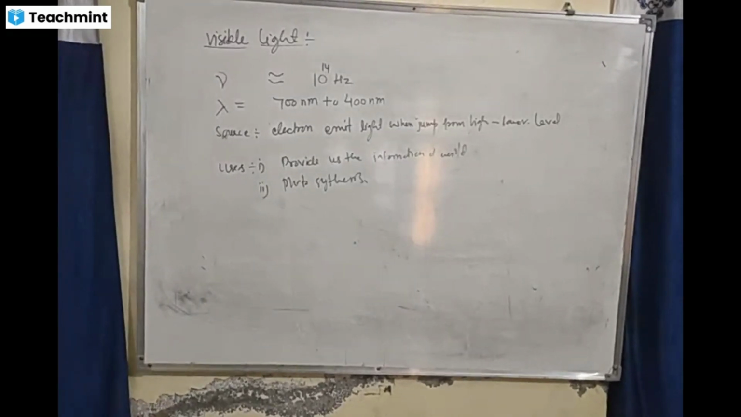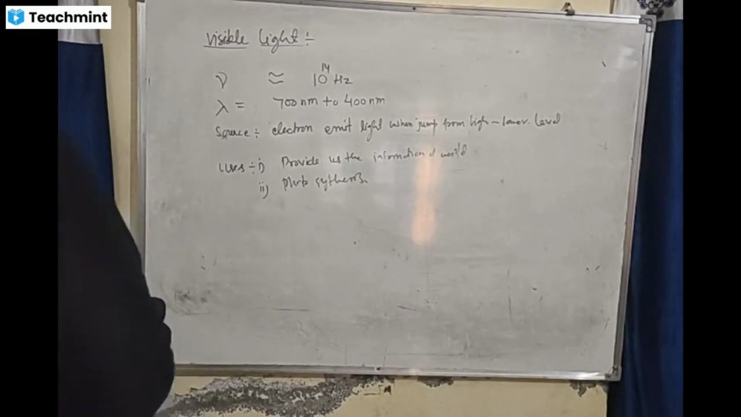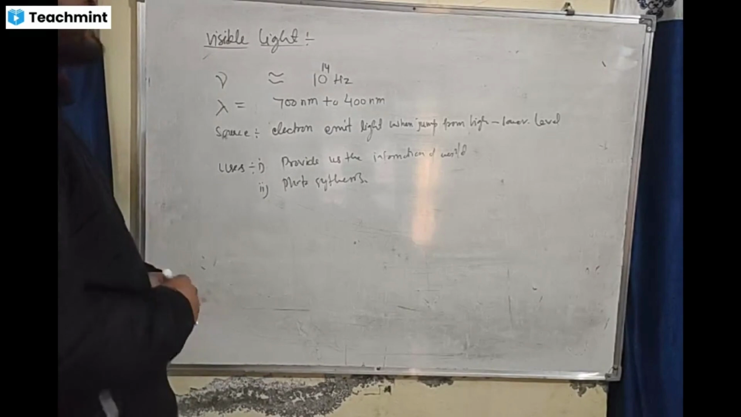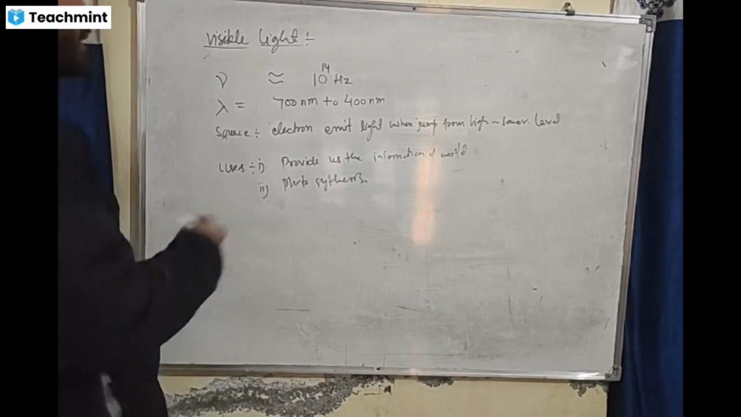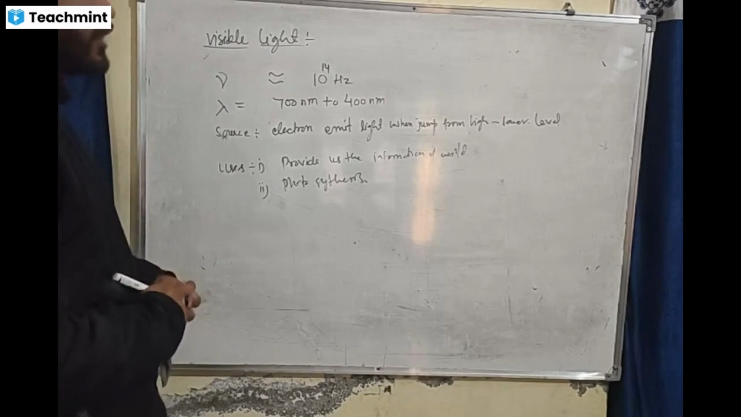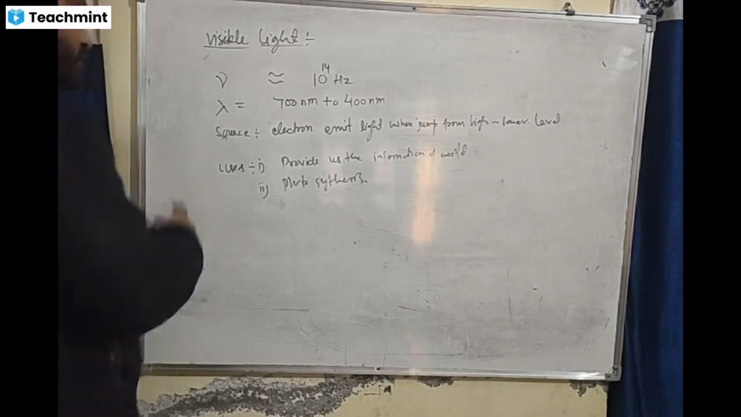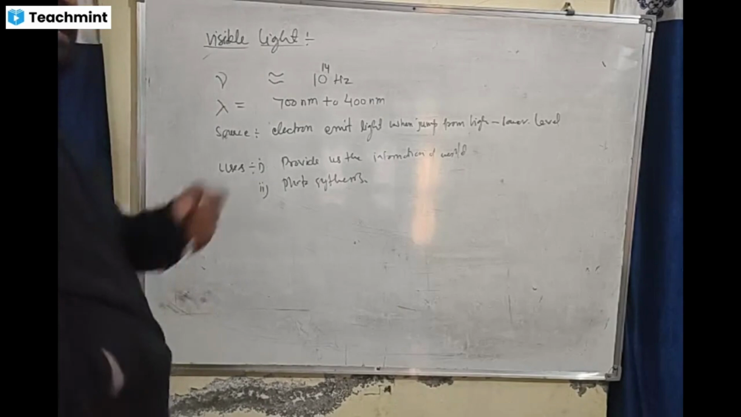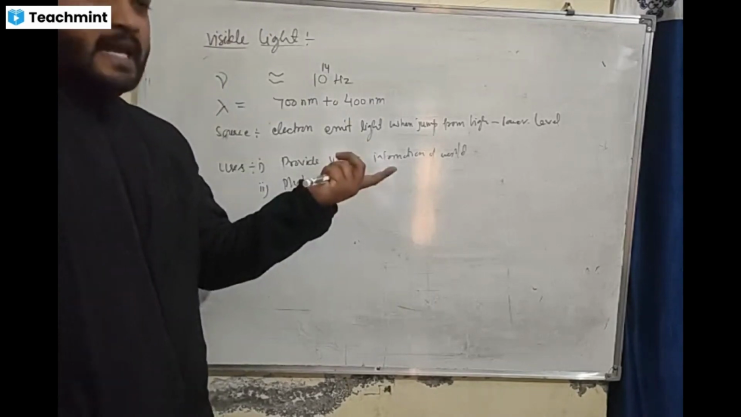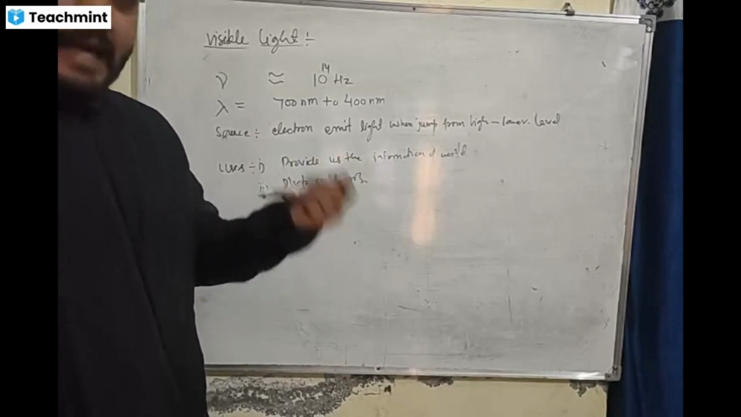Another part of the electromagnetic spectrum is visible light. Its frequency is around 10 to the power 14 hertz. The wavelength is around 700 nanometer to 400 nanometer. As for the source, whenever an electron jumps from a higher to a lower energy level, it will emit light.